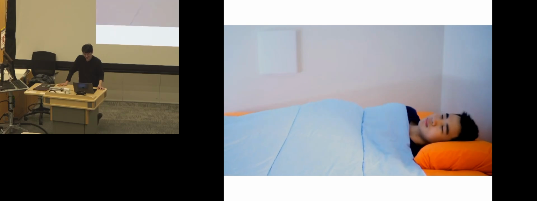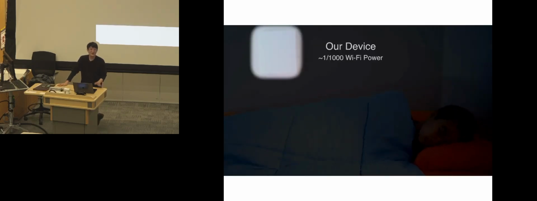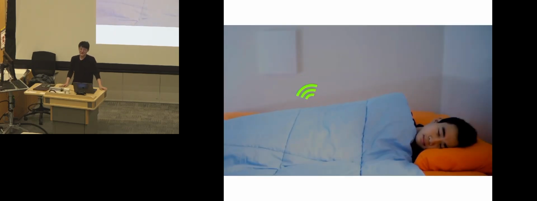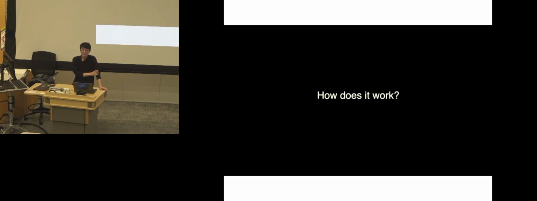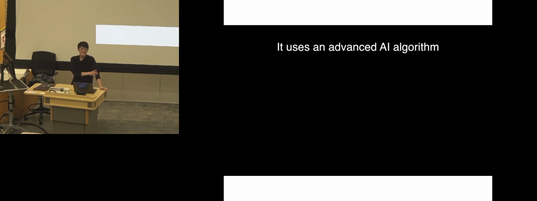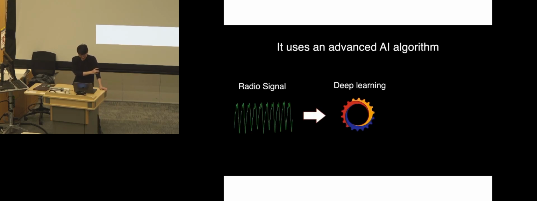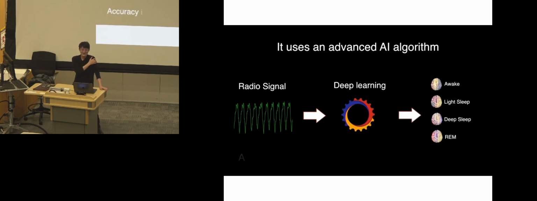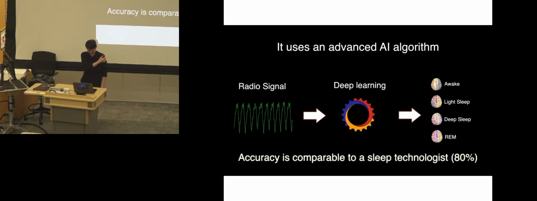This MIT technology monitors your sleep without any on-body sensors. The person can sleep comfortably at home, while the device sits in the background and transmits a low-power radio signal to predict the sleep stage. So how does it work? It uses an advanced AI algorithm which takes the radio signal as input, feeds it into a deep neural network, and outputs sleep stages. Its accuracy is comparable to the accuracy of a sleep technician.